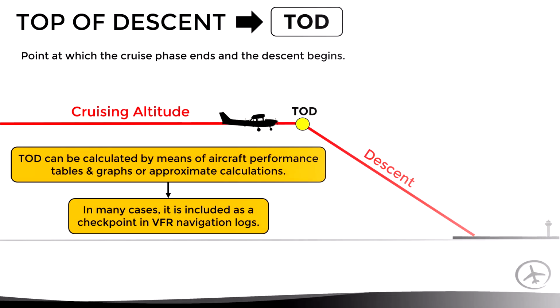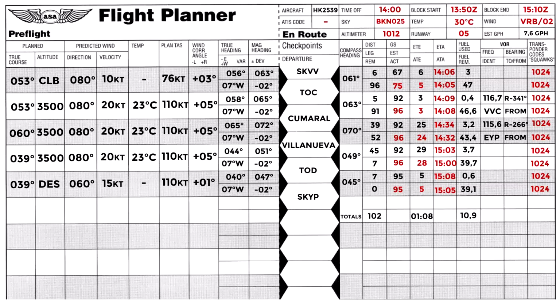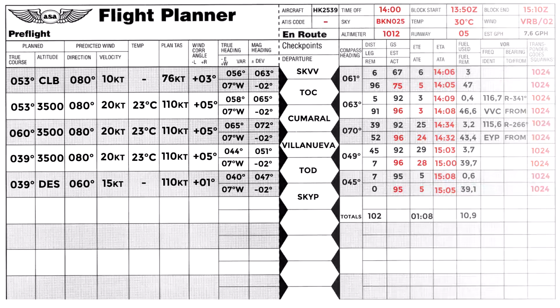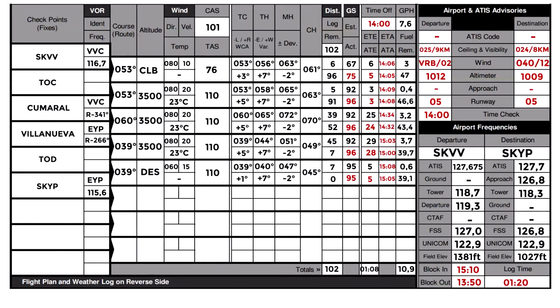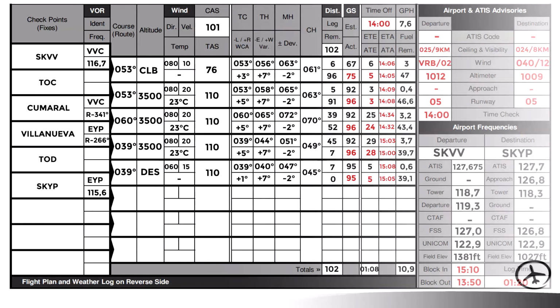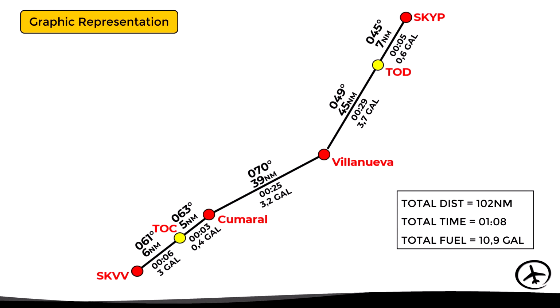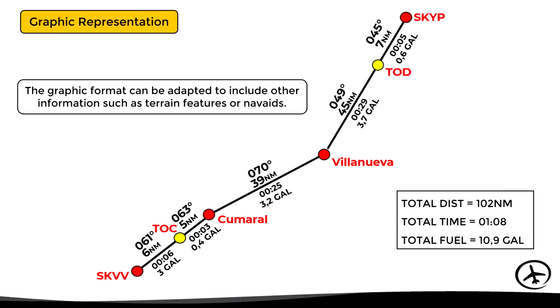and as with the top of climb, in many cases it is included as a checkpoint in VFR navigation logs. Here we can see an example of a navigation log that includes the top of climb and top of descent as checkpoints, and how the speeds and fuel consumption change during these phases. In this other example we can see the same information, but in the Jeppesen template. And here, we can see the same flight, but in a graphic and simplified representation, which can be adapted to include other information, such as terrain features or Navaids.